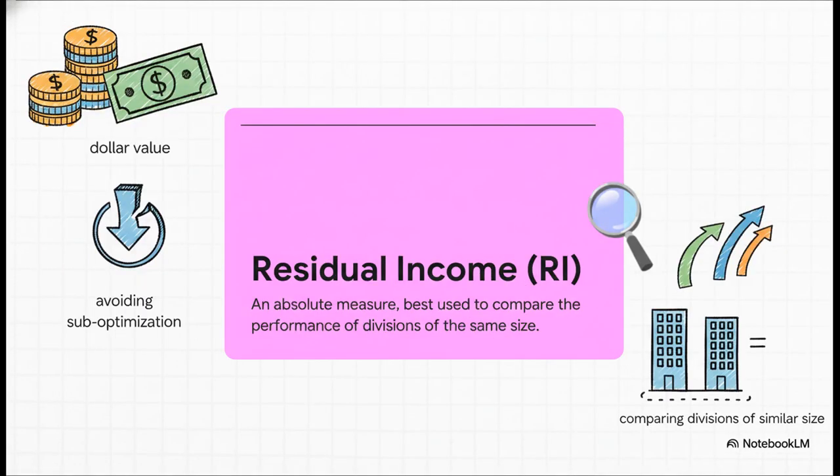And then there's residual income, or RI. Here, you take the controllable profit and subtract an interest charge on the capital you're using. The main takeaway, this gives you an absolute number, a dollar value. This is great because it helps avoid that sub-optimization problem. Its main downside is that it's tough to compare divisions of really different sizes.